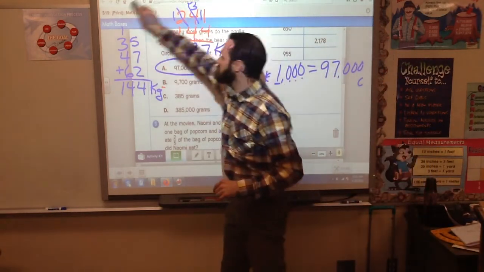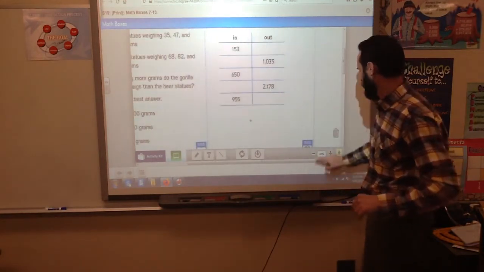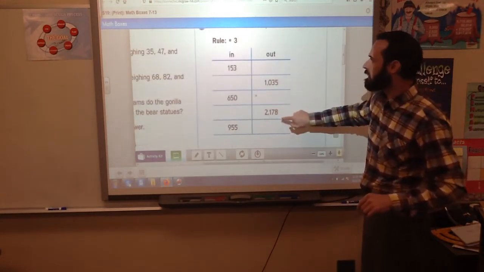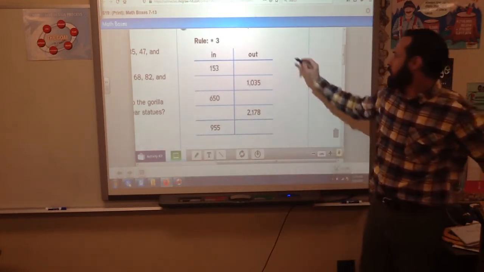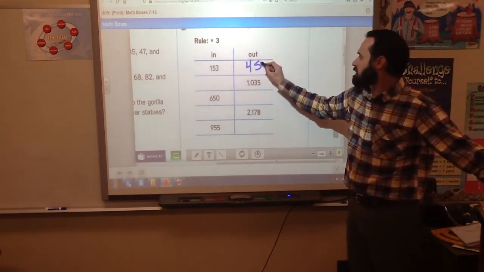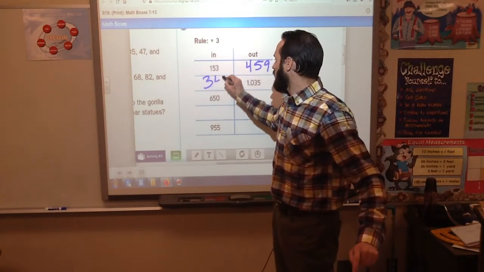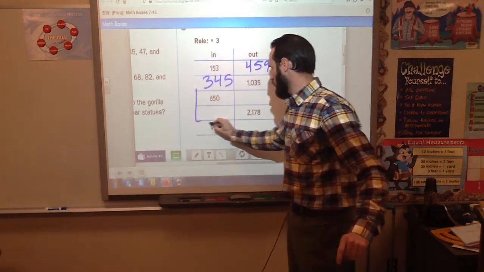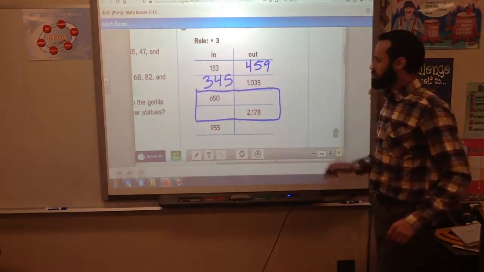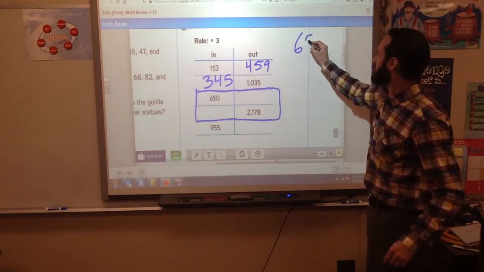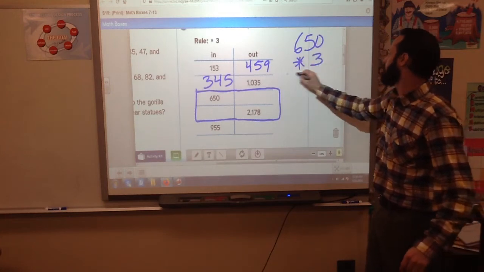Alright, when going through this yesterday, I did the first 2 of them in box 2 for you. I'm going to make them bigger so you can see them even better. Slide it way over there. The answer to the first one was 459. I did that yesterday. And the answer to this one was 345. I asked you to just do these 2. So the first one you're doing 650. The rule is times 3, so we're going to multiply that by 3.